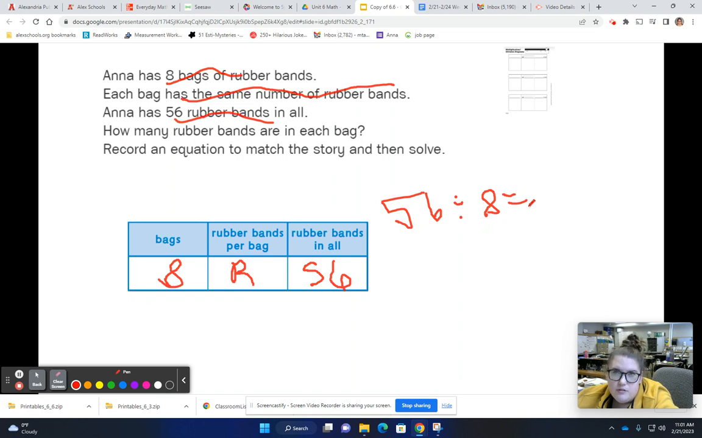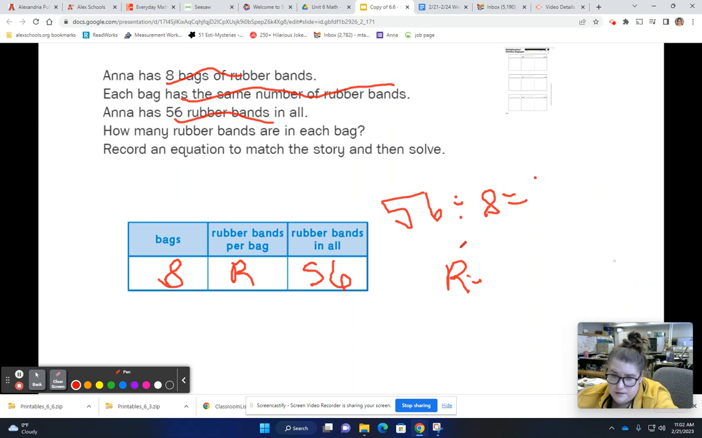But I know that 8 times 5 would be 40. So I'm going to add an 8 onto that. That'd be 48. So that's 8 times 6 is 48. And 8 times 7 must be 56. So R equals 7.